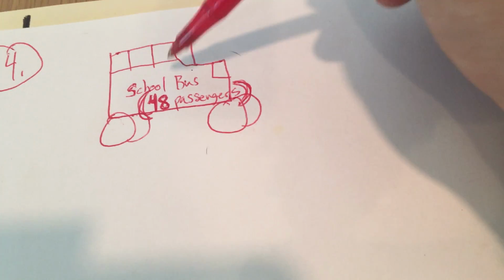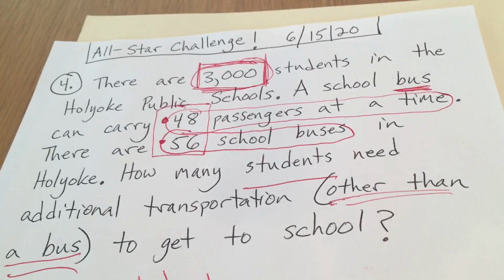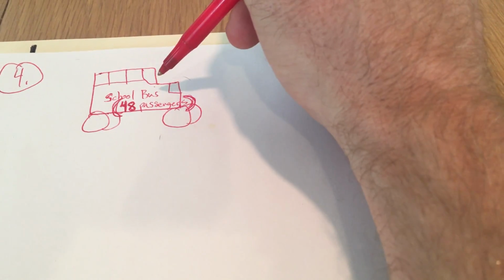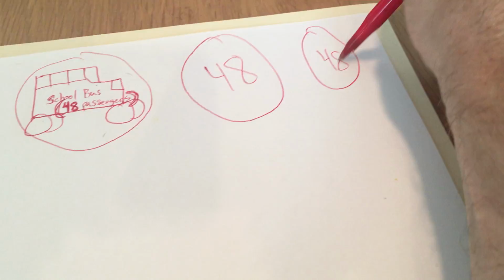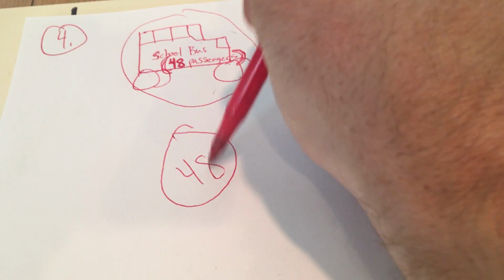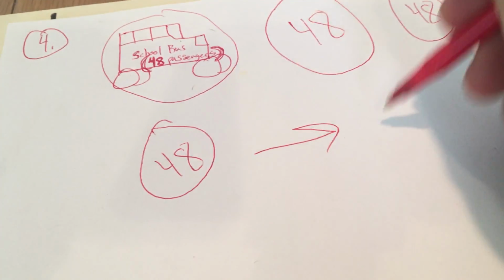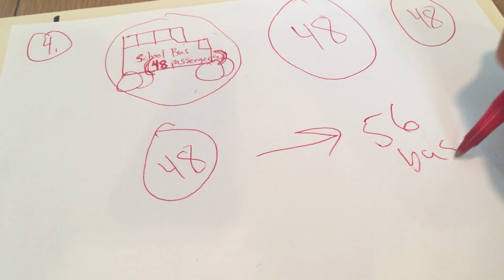Okay, so let's draw a little picture here. I drew my little school bus here. School bus has 48 passengers, so it carries 48 students at a time to school. There are 56 of them. So 48 on this bus. The next bus has 48. The next bus fits 48, and so forth, all the way to 56 buses.